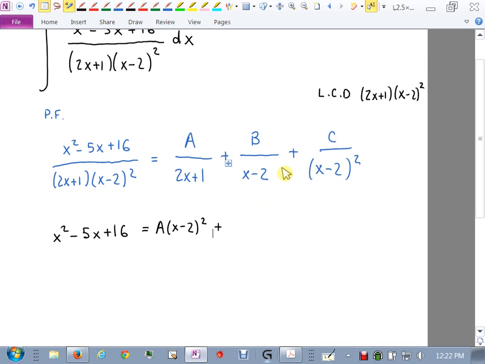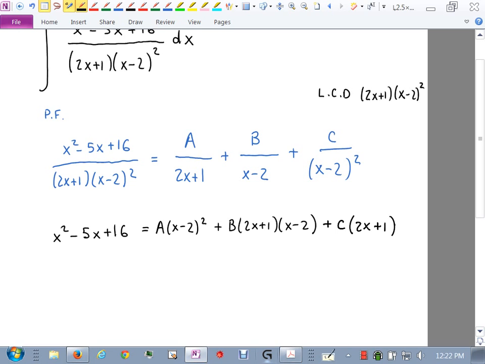Plus, now what about on the B? 2x plus 1, and then you still have an x minus 2 there, right? Only one of the x minus 2's went away. And then here, 2x plus 1. It was plus, right? Yeah.